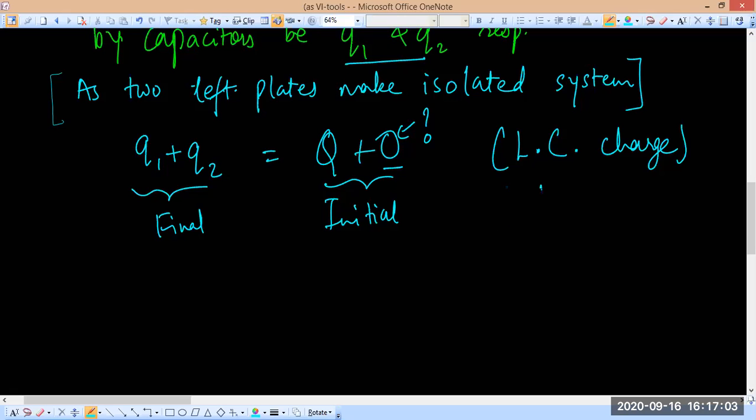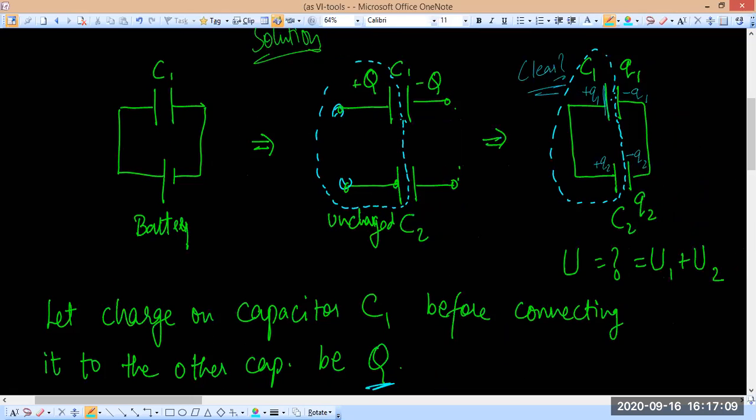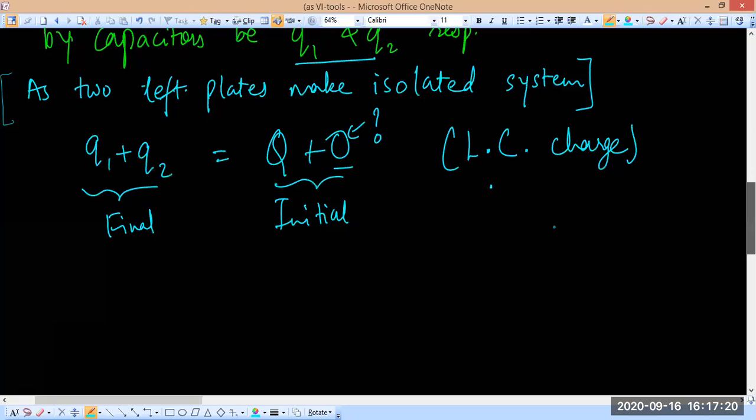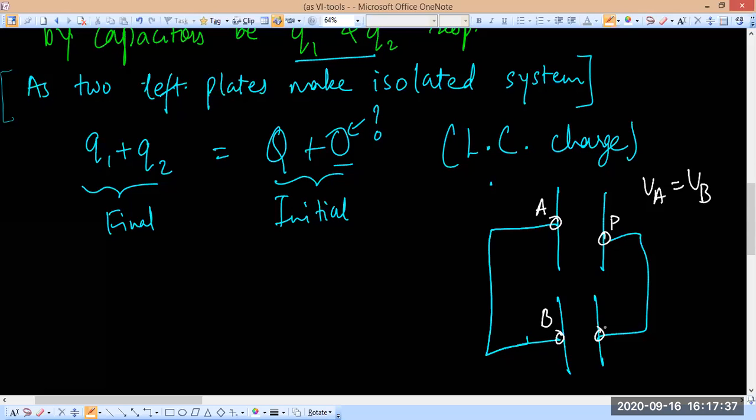Now, let's continue with the next step. If you look at these two capacitors, I'll just draw one more diagram over here, slightly bigger, so you will understand better. This is what we have. If I take one point over here, A, and one point over here, B, then clearly VA is equal to VB. Similarly, if I take one point here and one here, then VD is equal to VE.